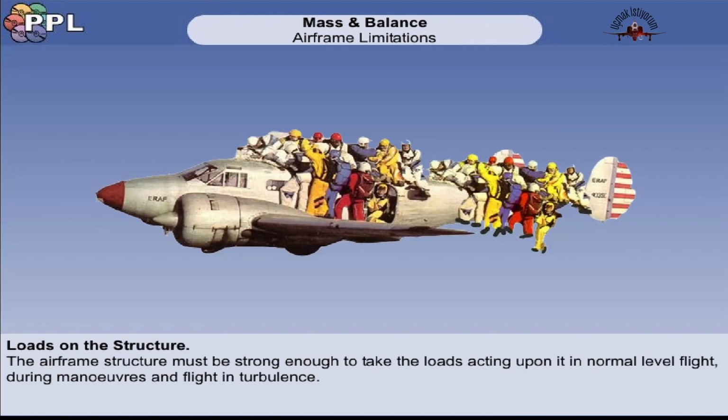The airframe structure must obviously be strong enough to take the loads acting upon it in normal level flight, that is, the forces due to lift, drag, thrust, and weight. However, the aircraft is also required to manoeuvre and to fly in turbulent air. Under these conditions, the loads on the aircraft will be increased, so it must also be strong enough to perform whatever manoeuvres are specified for the aircraft, and to withstand the turbulence which the aircraft may reasonably be expected to encounter.